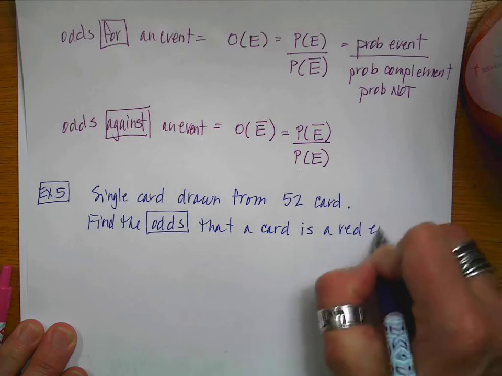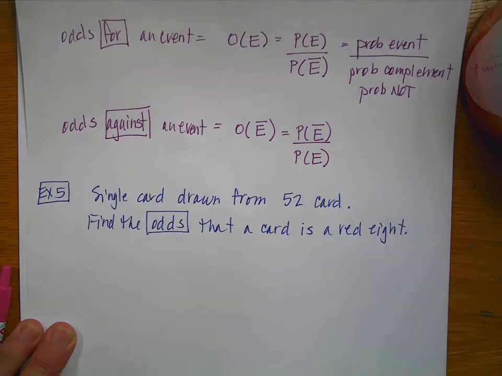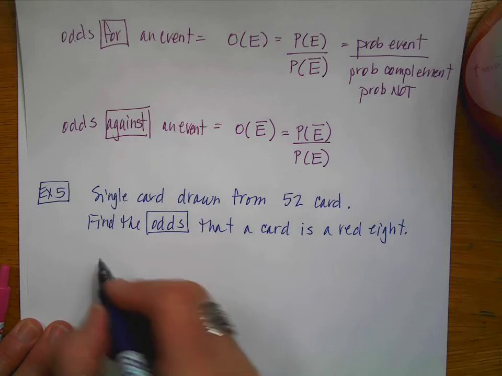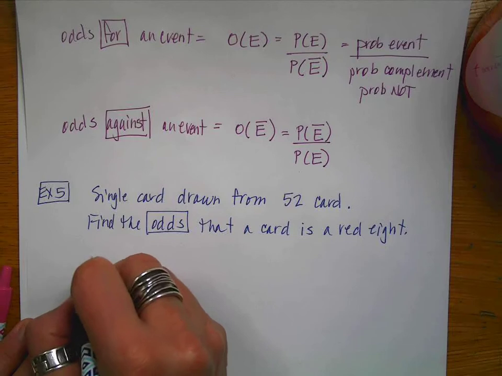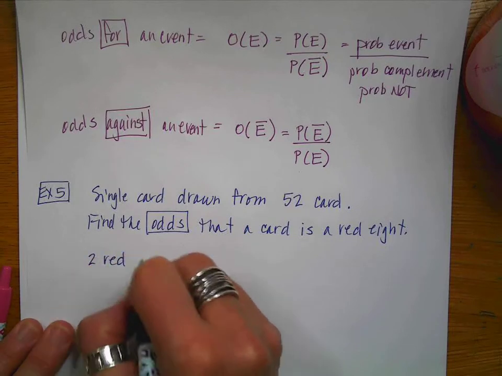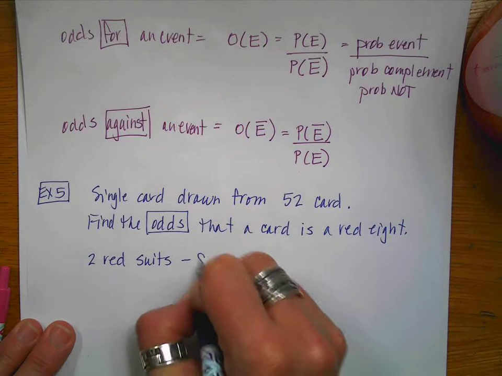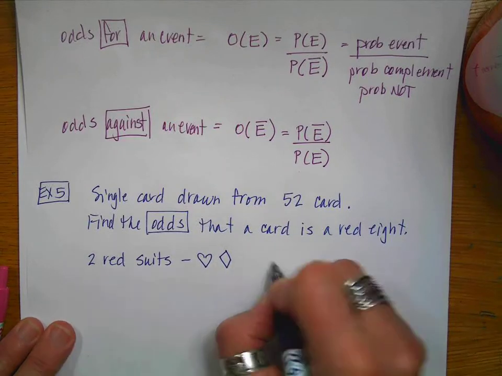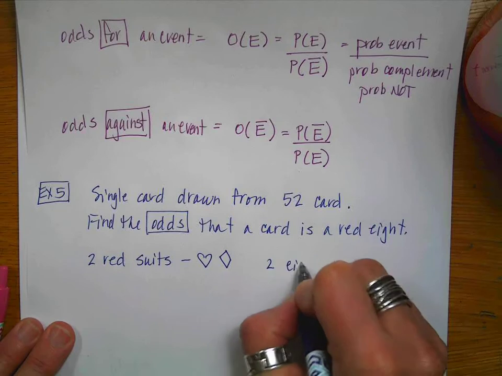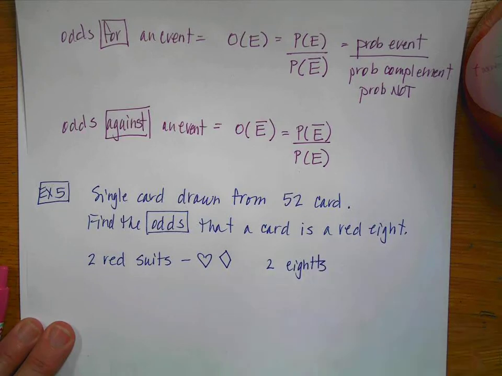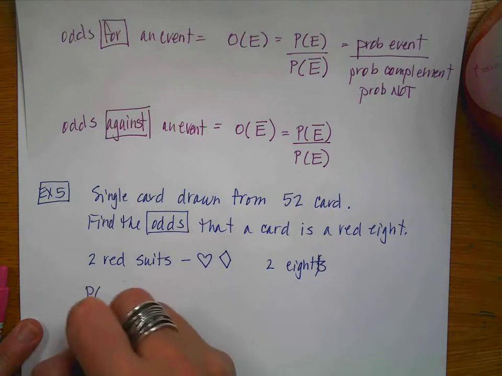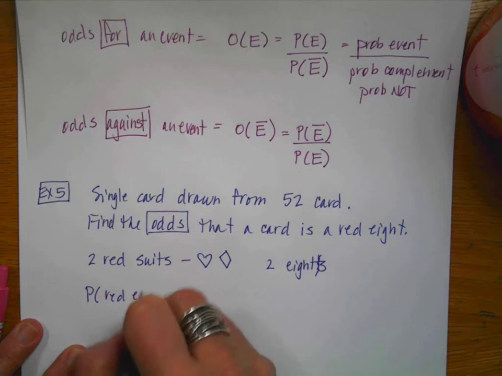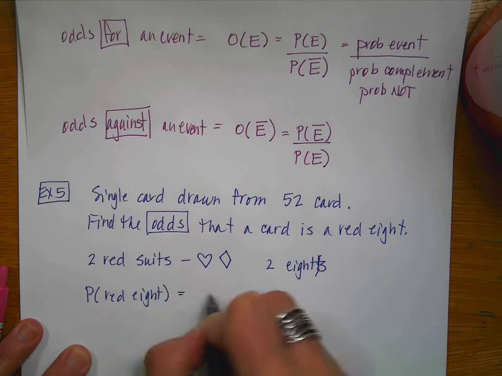That a card is a red 8. Okay, so before we start, let's go back and remember that there are 2 red suits, and that would be the hearts and the diamonds, and then that would mean that there would be 2 8s. Okay. Ooh, I spelled that wrong. Okay. All right.